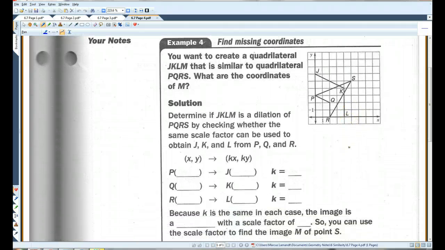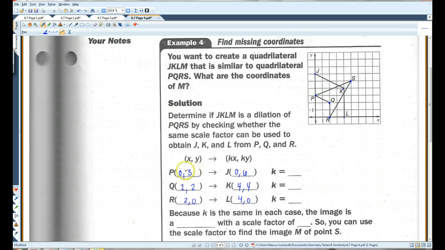Okay, you want to create a quadrilateral JKLM that is similar to the quadrilateral PQRS, shown here. What are the coordinates of M? First, determine if JKLM is a dilation of PQRS by checking whether the same scale factor can be used to obtain J, K, and L from P, Q, and R. Hopefully you guys are able to figure out what these points are. P is (0, 3). Q is (2, 2). R is (2, 0). Now, J, K, and L correspond with P, Q, and R. J is (0, 6). K is (4, 4). And L is (4, 0).